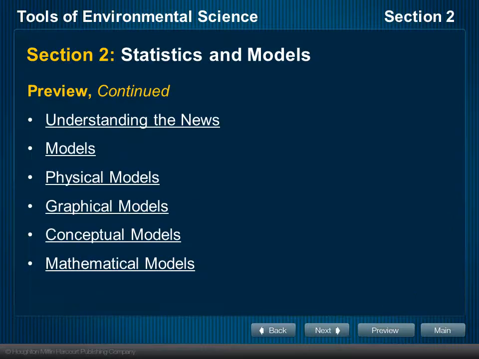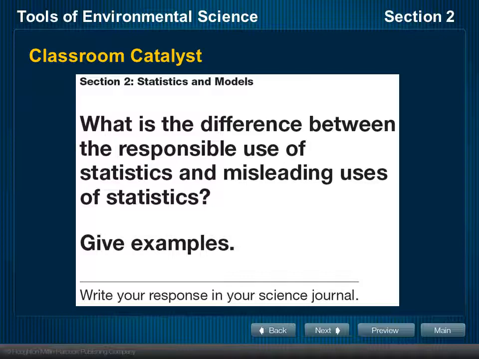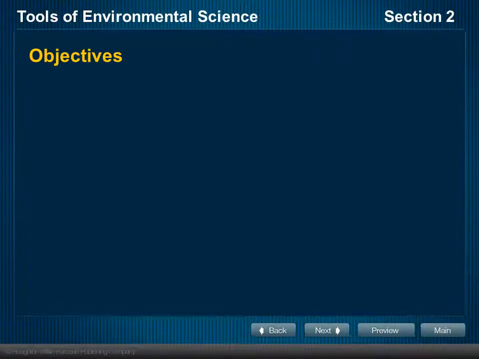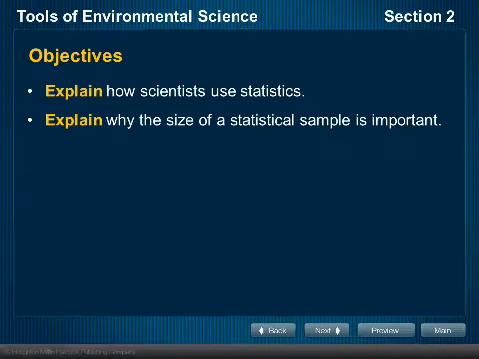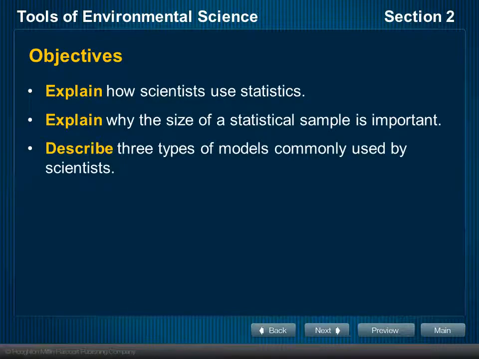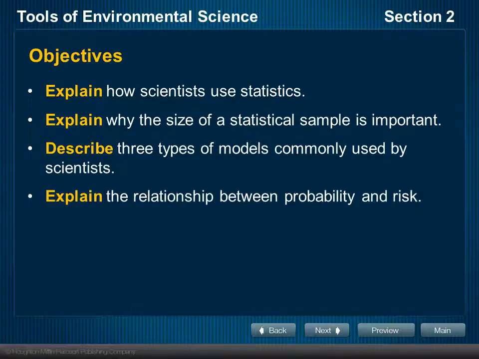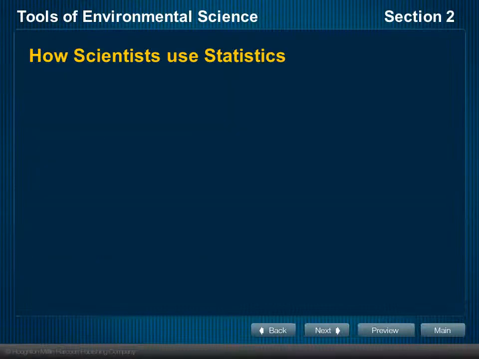And this lists the different models that we'll look at as well. Again, be familiar with these objectives. These are good questions or bits of information to use for the oral quizzes.